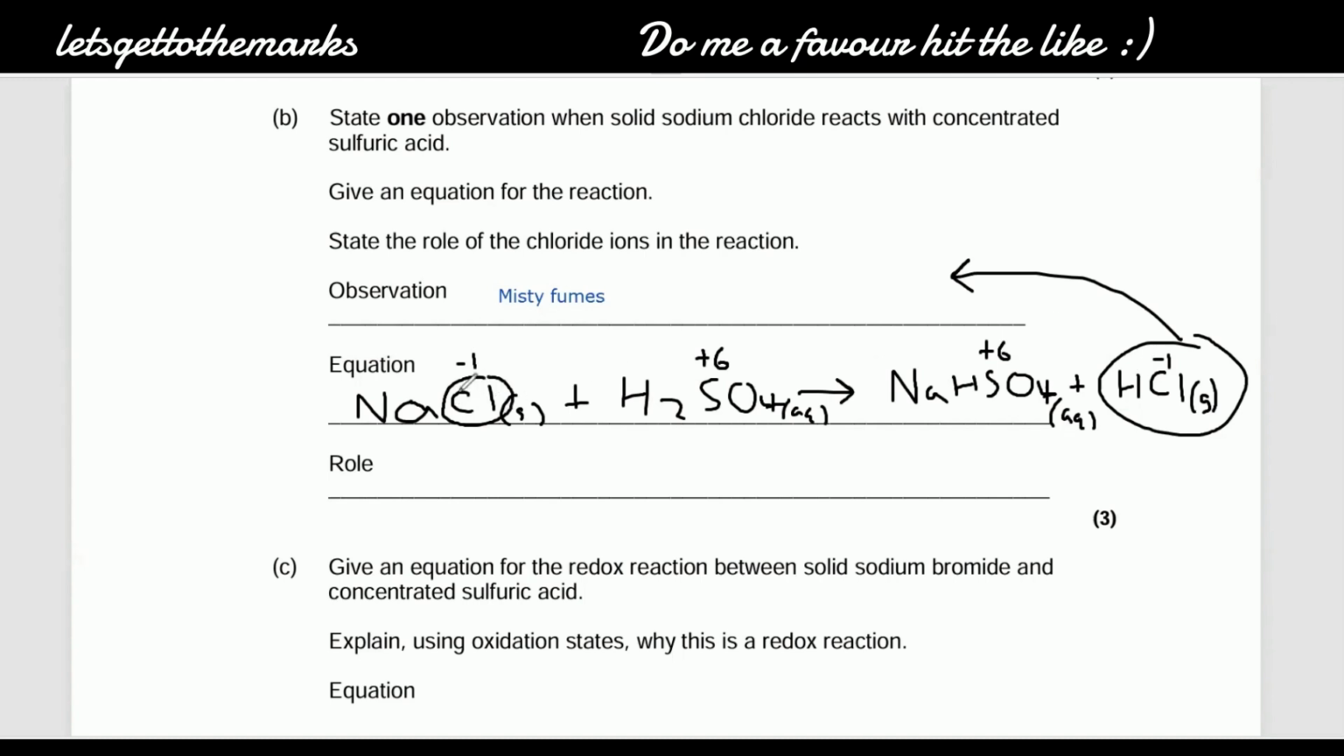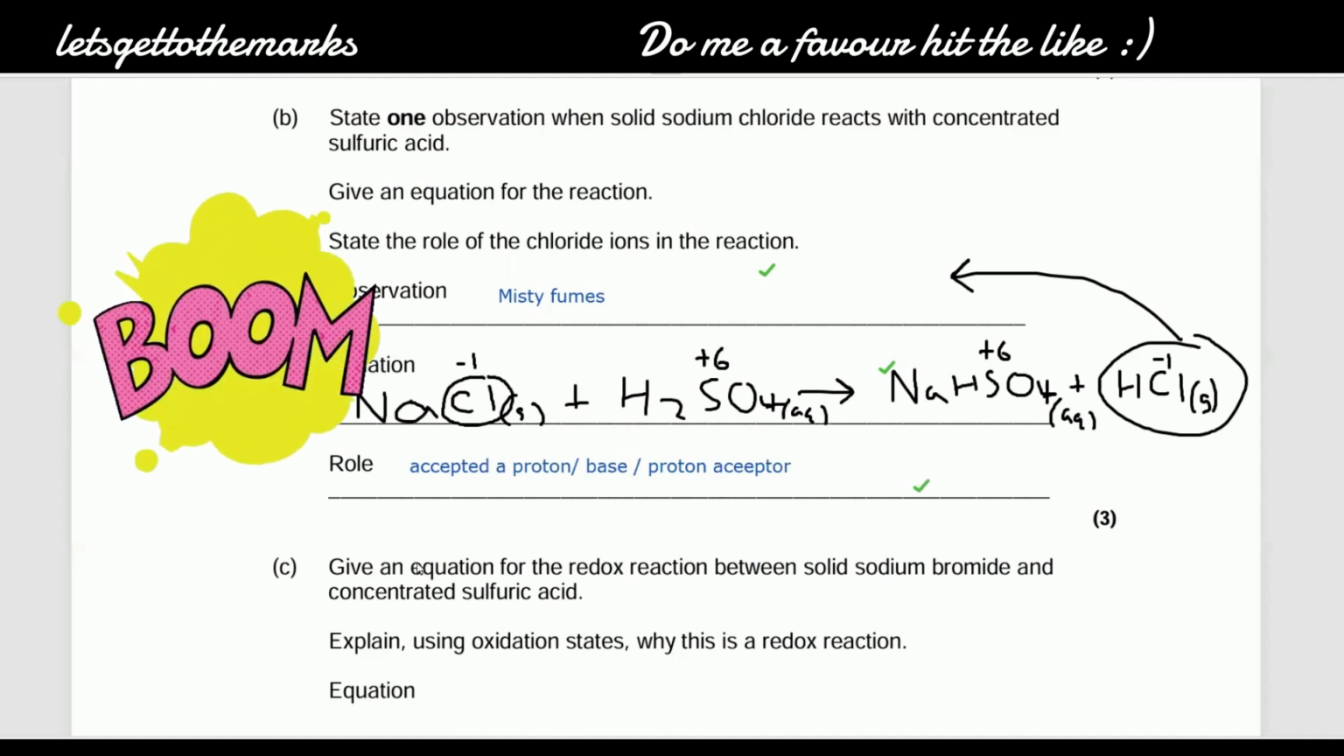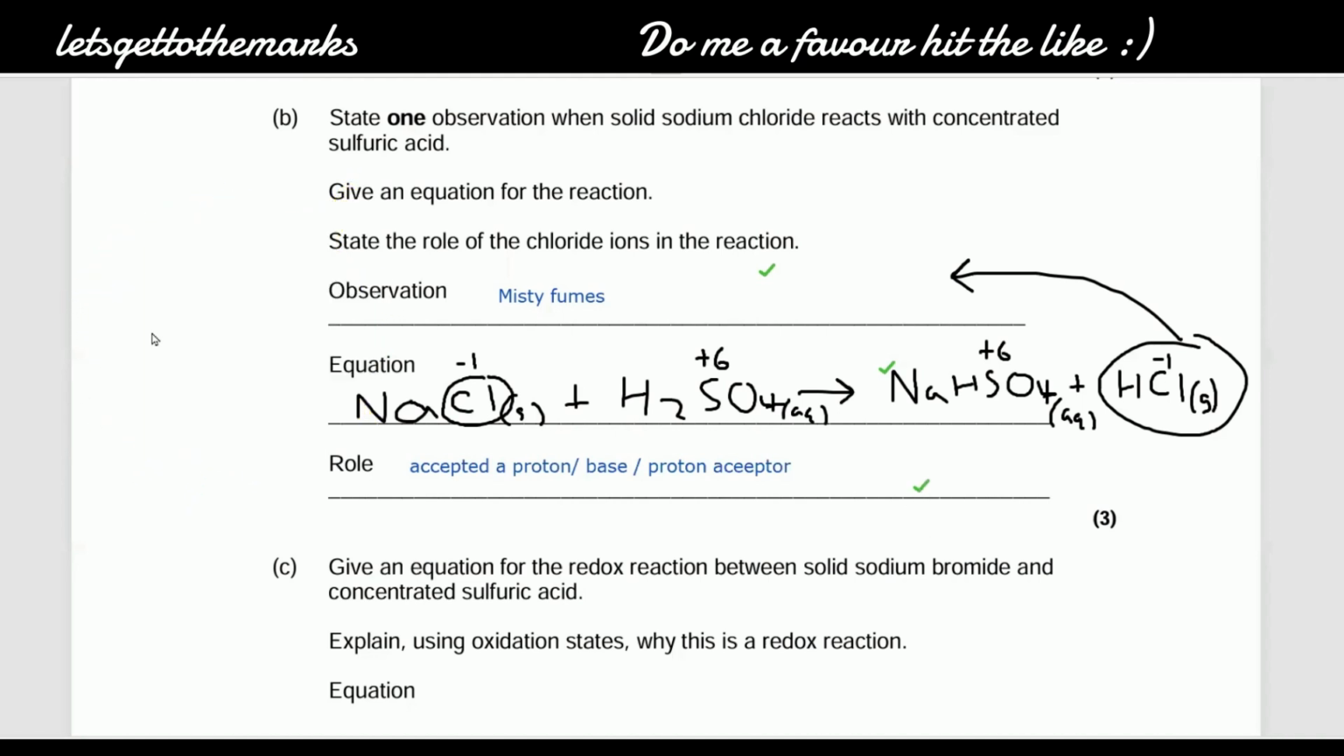This is actually about the chloride ions. The only thing we can say about them, what's happened to them here? They've gained a hydrogen. They have accepted a proton. What do we call things that accept a proton? Yep, we call it a base. Or if you don't like calling chloride ions a base, you can call it a proton acceptor. It's acting as a proton acceptor or a base. Okay, there you go. Right, enough of that. Let's move on.